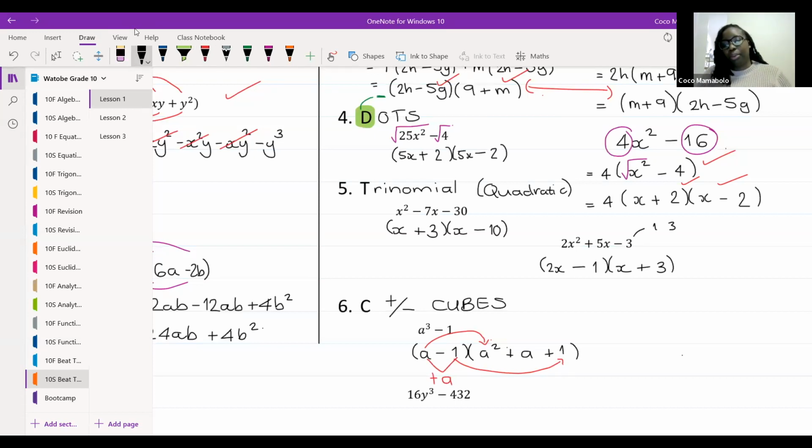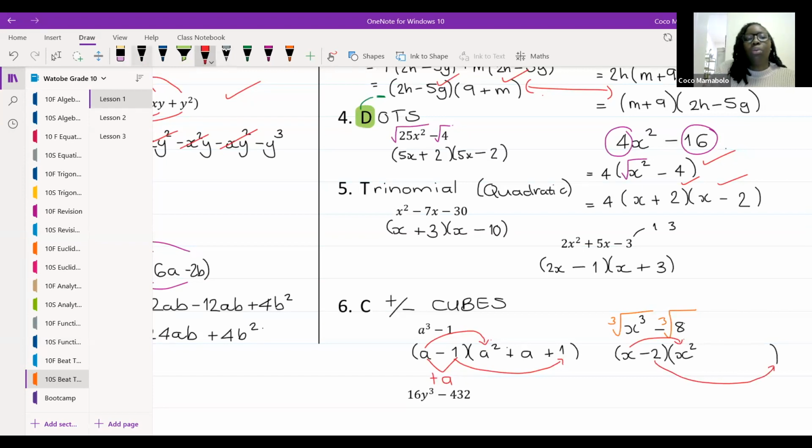I'm going to show you again with a different example. If I have x cubed minus 8, I'm going to open a small bracket and a big bracket. Then I'm going to take the cube root of this number and the cube root of that one. The cube root of x cubed is x, and the cube root of 8 is 2, with a minus in the middle. Then the first term is x squared. Then negative 2 squared will give me positive 4. In the middle, x times negative 2 will give me negative 2x. And instead of putting a negative, I'm going to put a positive. So in the middle, I'm going to have positive 2x.